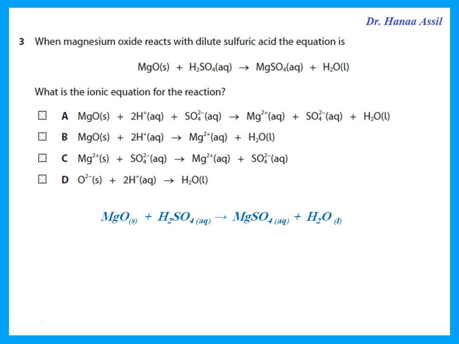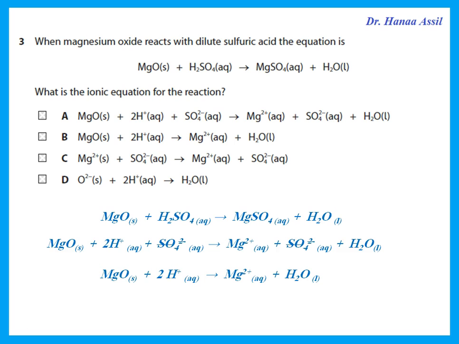Now, remember that in order to write ionic equations, we ionize only the aqueous. So the solid remains as it is, the liquid remains as it is, and we ionize what? We ionize sulfuric acid, so that is 2H+, sulfate ions, magnesium is Mg2+ and sulfate ions, and then we cancel what is the same on both sides of the arrow. So you have sulfate ions on both sides of the arrow that can be cancelled, and that gives me the net ionic equation, and that is the one in B.